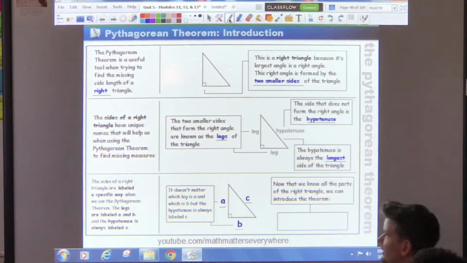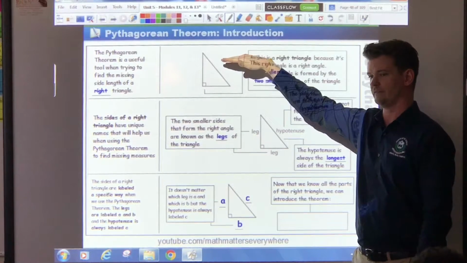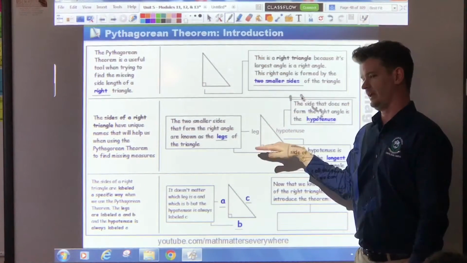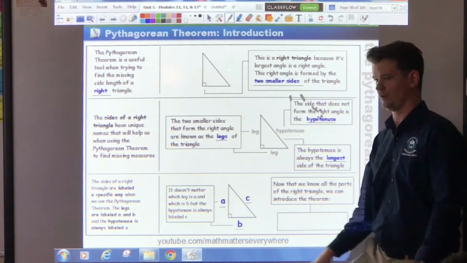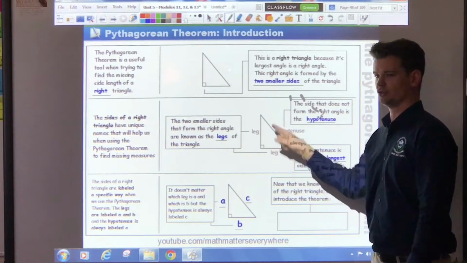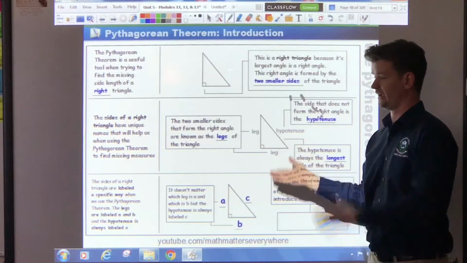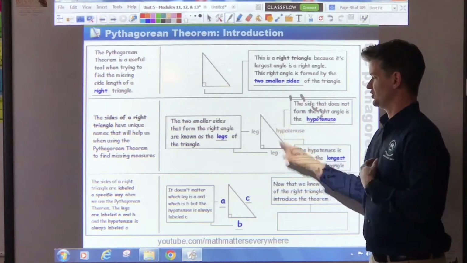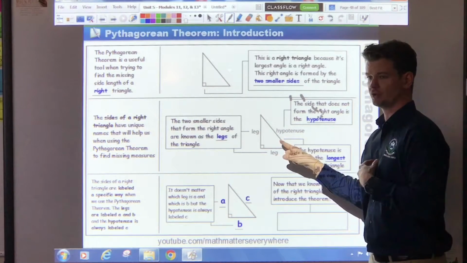Okay, so now that we know the Pythagorean theorem can only be used with right triangles, it has special names. The two sides that form the right angle are known as the legs. You have one, two legs, so does a triangle. Two legs, they form a right angle. The other side, the diagonal side, depending on which way its orientation is, just notice that this long side here does not form a right angle here. That is known as your hypotenuse.